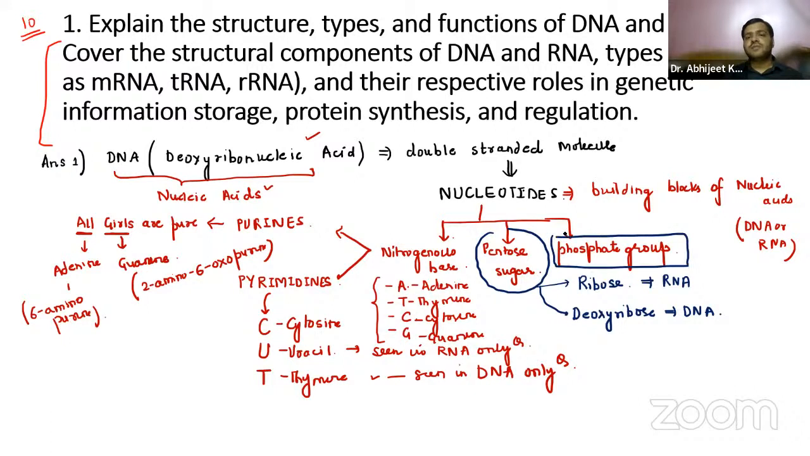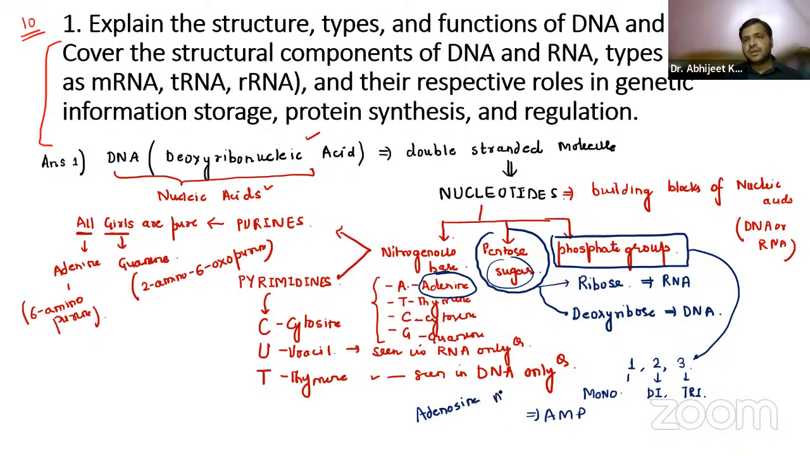Now, remember we have the phosphate group. Nucleotides can have one phosphate, two phosphates, or three phosphates. For one we use the term mono, for two it is di, and for three it is tri. Adenine combined with sugar is adenosine. So we have AMP, adenosine monophosphate, ADP, adenosine diphosphate, and ATP, adenosine triphosphate. So this is the basic structure that you have to remember.